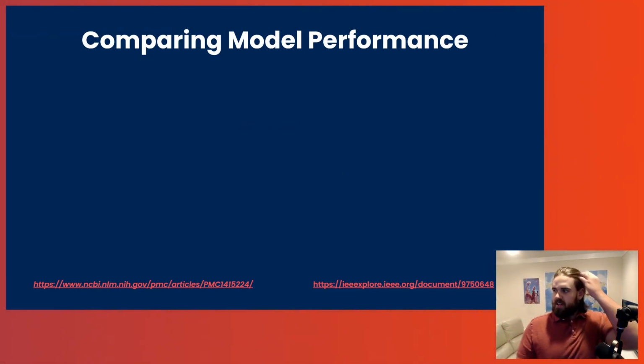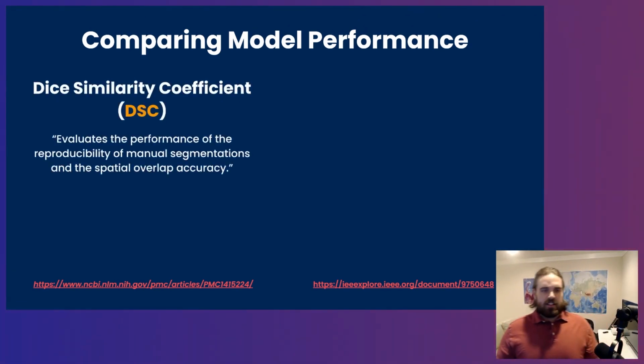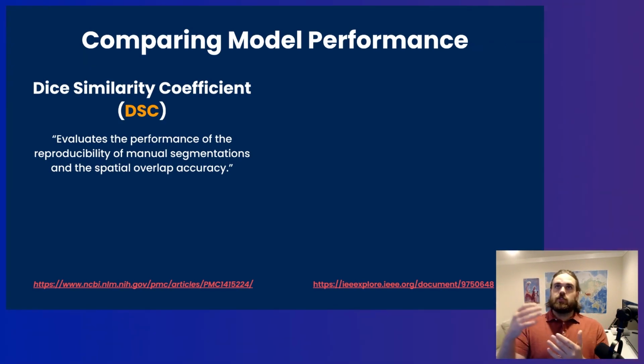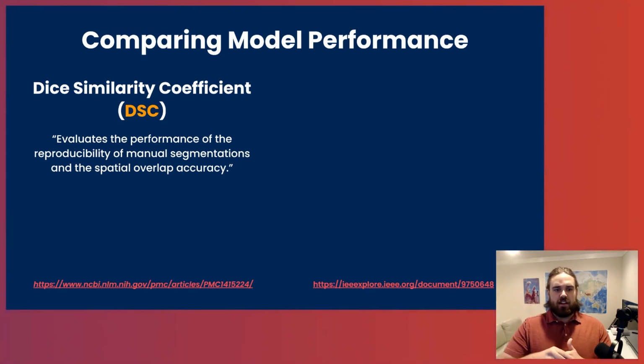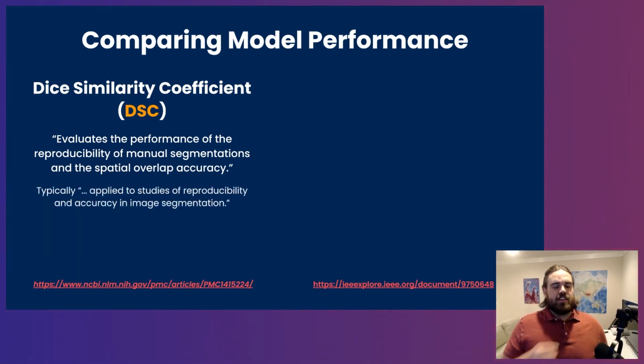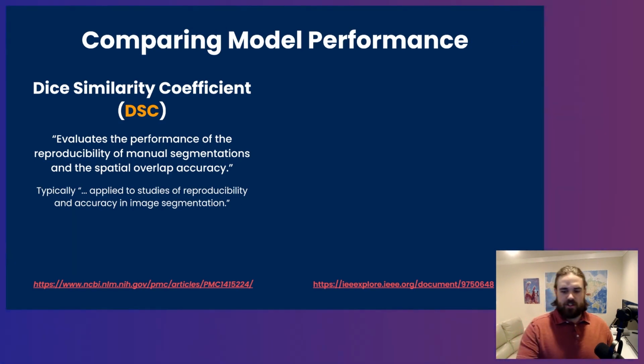So here's the plan for testing. There are two main ways to compare model performance in terms of 3D segmentation. The first one is the Dice similarity coefficient. This essentially evaluates the reproducibility of manual segmentations and the actual spatial overlap accuracy. So what does that mean? Essentially, for each class, how many of them did you get correct, and of the ones you got wrong, how similar are they to the other labels, and it weights that accordingly. Typically, this is applied to show that a model is reproducible, and it's almost a score of accuracy for a segmentation model.